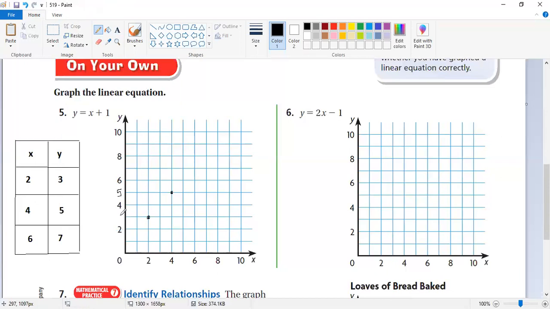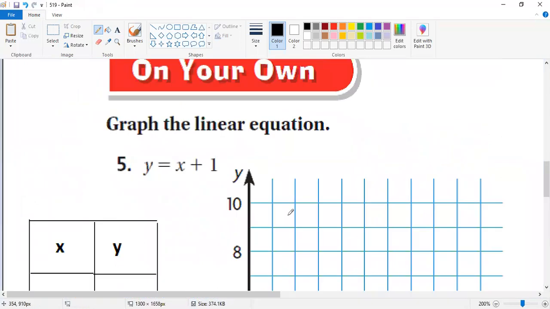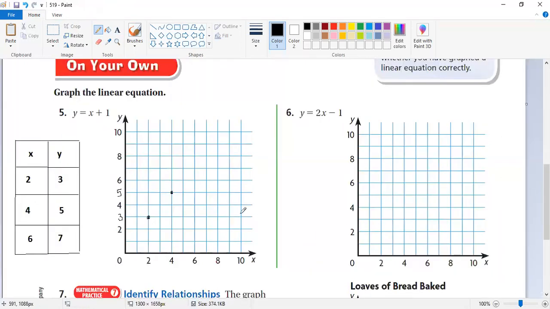I'm writing this so that you will not search for the numbers. Okay. The next one is 6 and 7. So when X is 6, where is 7? Again, there is no 7, but we know 7 is in between 6 and 8. So this is 7.